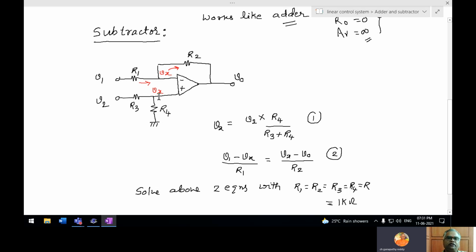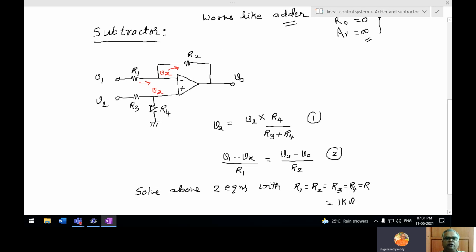So same op amp symbol. Here V1 is connected to the minus negative terminal. The V2 source is connected to the non-inverting terminal. It is not an inverting amplifier. It is not a non-inverting amplifier, because both the sources are connected, one positive, one negative. Don't call this an inverting amplifier. Don't call this a non-inverting amplifier. It is basically a differential amplifier, which can be converted into a subtractor.